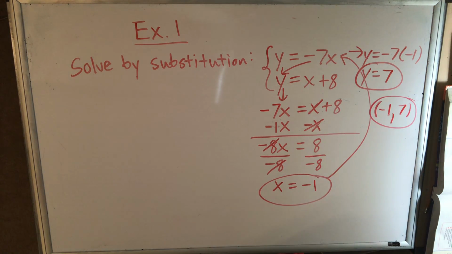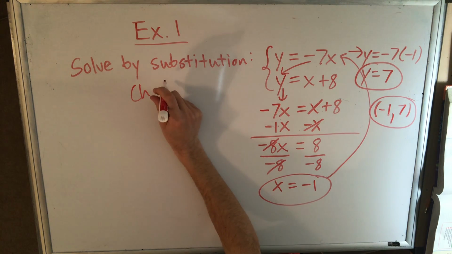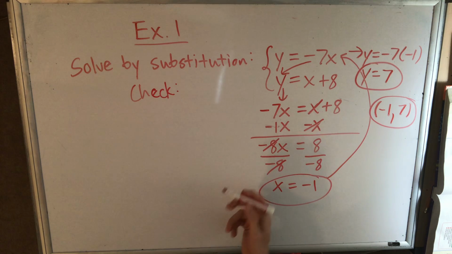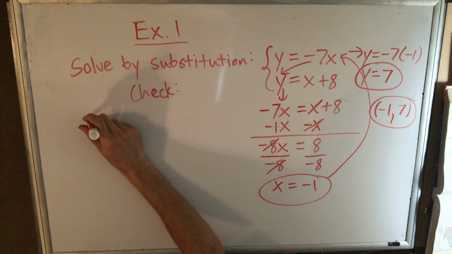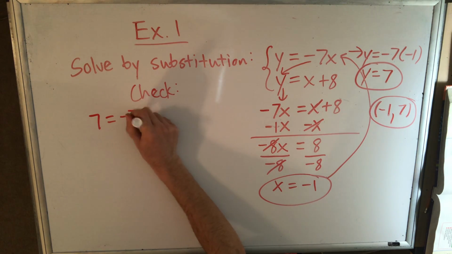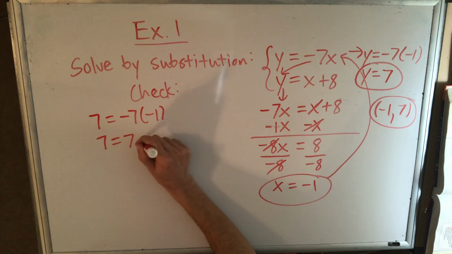And then to check the answer, substitute in negative 1 for x in both equations and substitute in 7 for y in both equations. And if it makes both equations true, you know you have the correct answer. Let's do that really quick. So that's going to be, for the top equation, 7 equals negative 7 times negative 1, which gives us 7 equals 7, which of course is true.